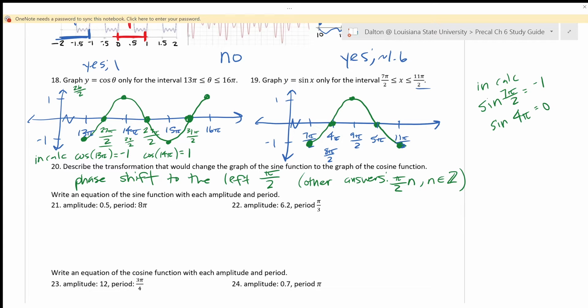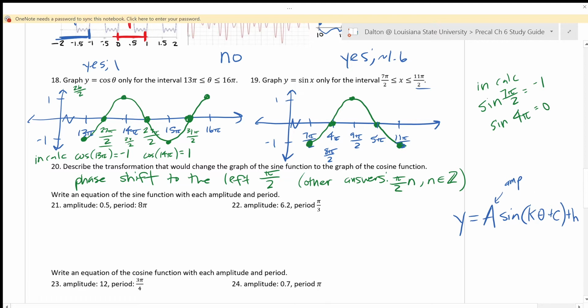Number 21 and 22, I want you to write the equation of the sine function with each amplitude and period. So remember, if you go back to, let me write this out here to the side, y equals a times the sine of k theta plus c plus h. Right now, I'm only changing amplitude and period. So obviously, a stands for amplitude. K does not stand for period. K helps you to find the period, right?